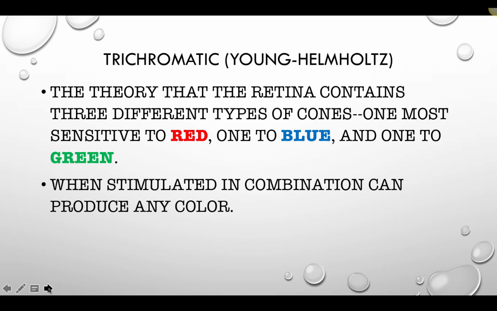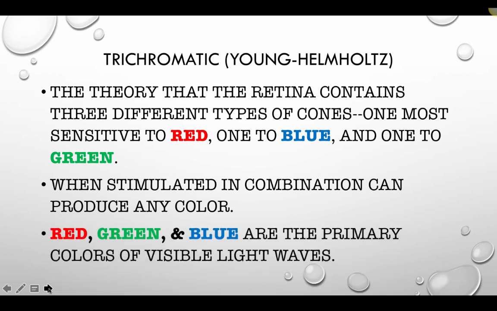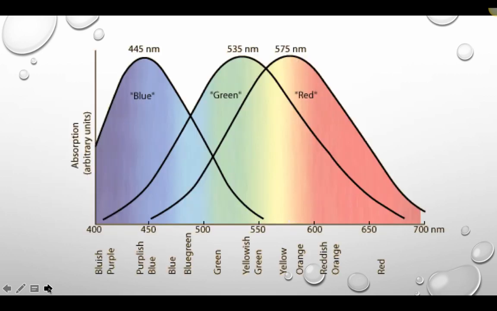What that means is that if these three color sensitive cones are stimulated in varying ratios, that will create any color combination that the human eye can detect. And some researchers suggest we can perceive over 1 million different hues or colors in the visual spectrum. So red, green, and blue are the primary colors of visible light rays, according to our trichromatic theory.